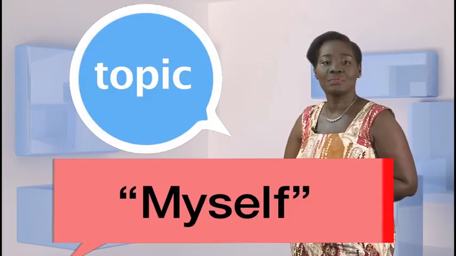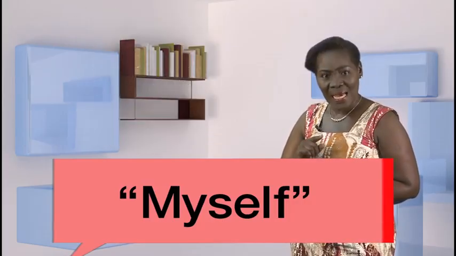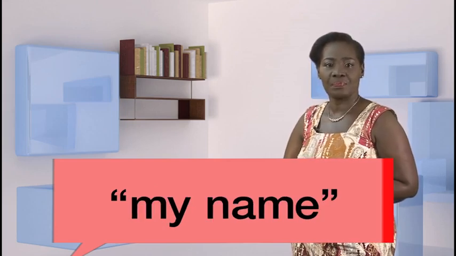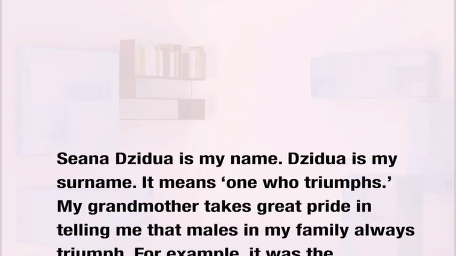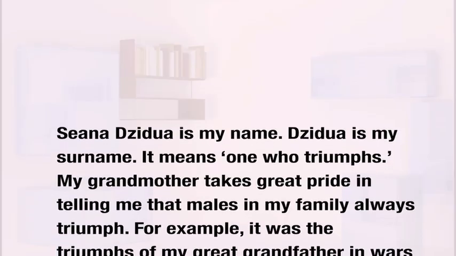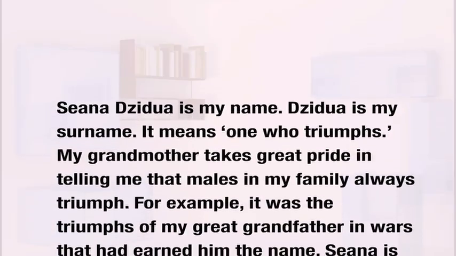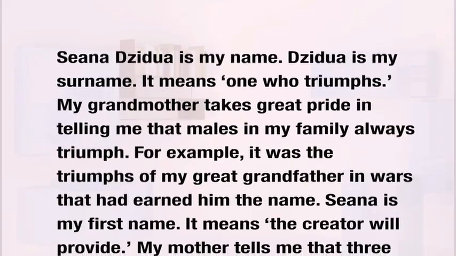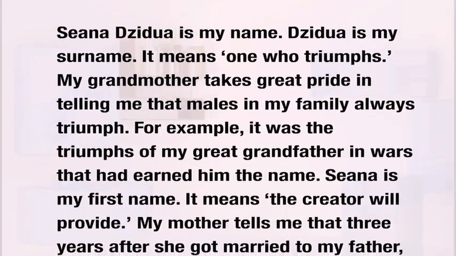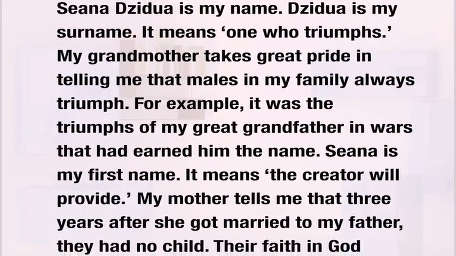Here is an example of a paragraph that a student wrote. The topic is myself. The point the student writer is developing is my name. Let us read it. Siana Jidwa is my name. Jidwa is my surname. It means one who triumphs. My grandmother takes great pride in telling me that males in my family always triumph. For example, it was the triumphs of my great-grandfather in wars that had earned him the name.